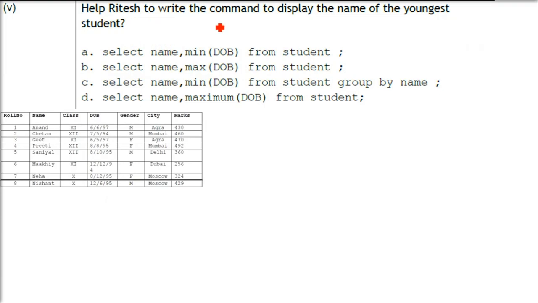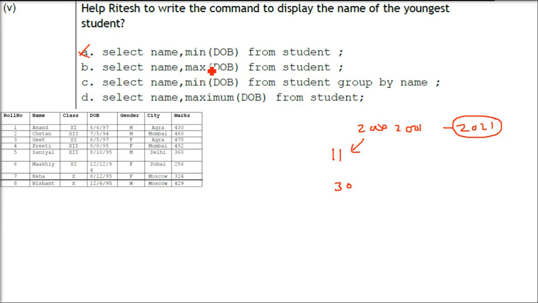Help Ritesh to write the command to display the name of the youngest student. So youngest student, for example, your age is 11 or 14 or 15. My age is 30. So you are younger than me. That is, you are born in a year which is higher than mine, because I was born at a lower number of year than yours. So we will try to find out the maximum.